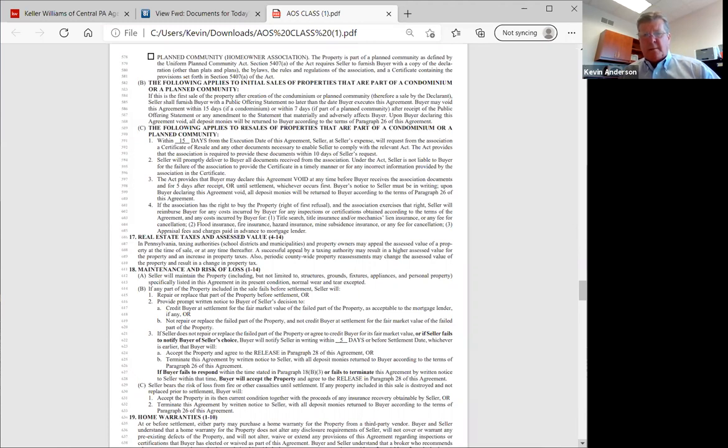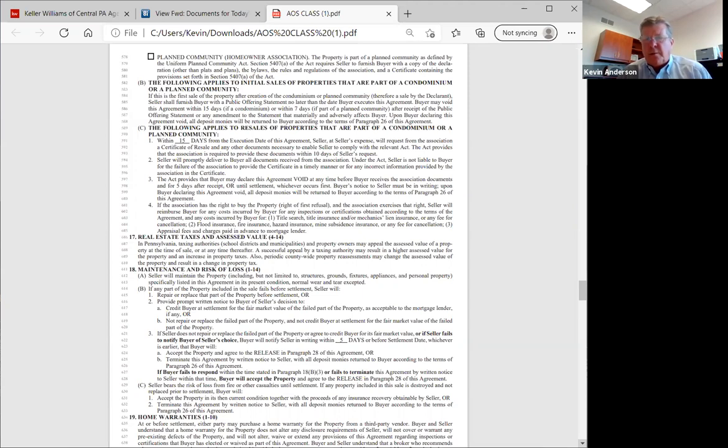Paragraph 17 talks about real estate taxes and assessed value, pretty straightforward. It says owners may appeal the assessed value of property at the time of the sale or at any time thereafter. A successful appeal by the taxing authority may result in higher assessed value for the property and an increase in taxes. Taxing authorities, I'm sorry, and property owners may appeal.